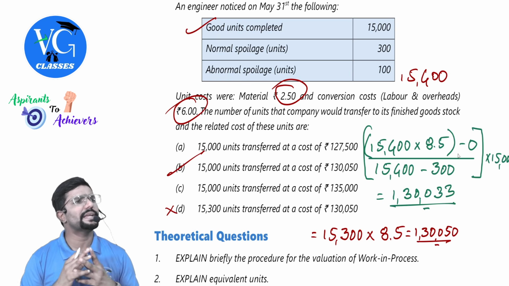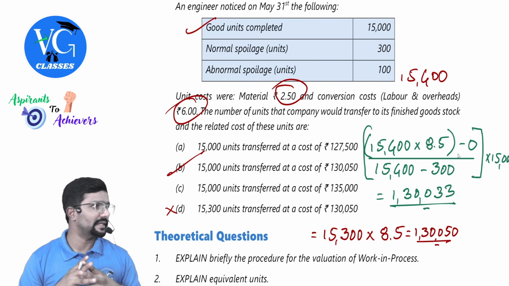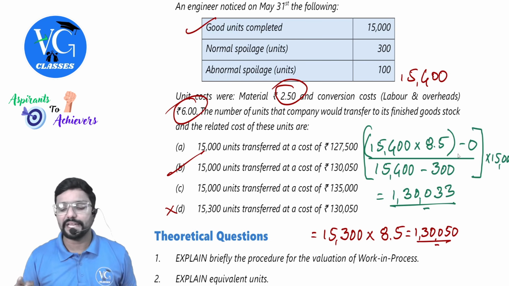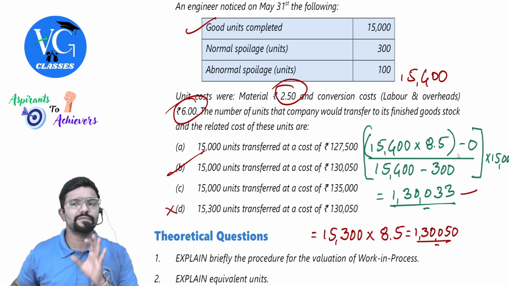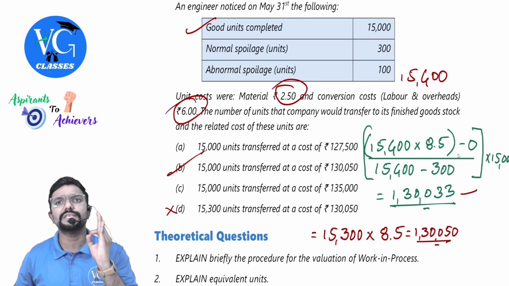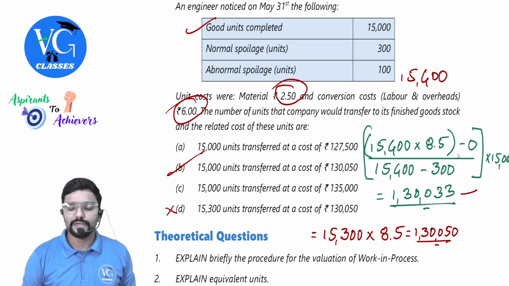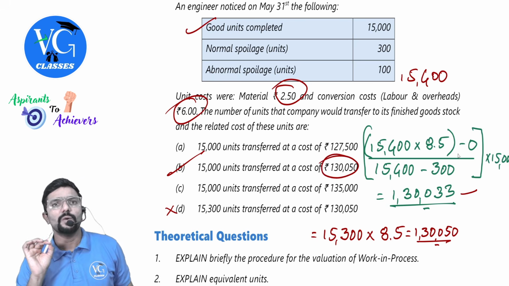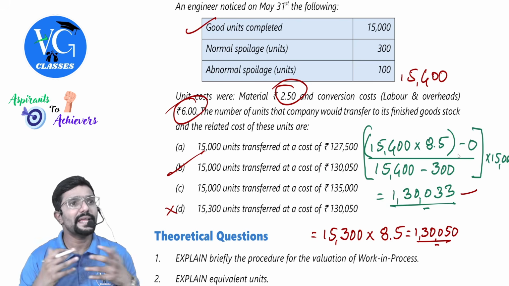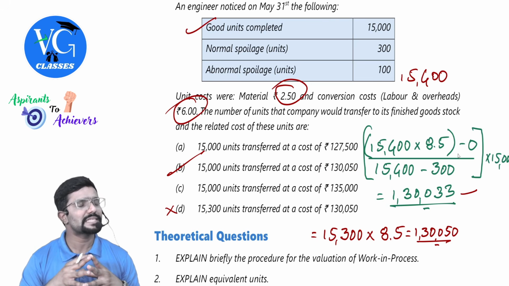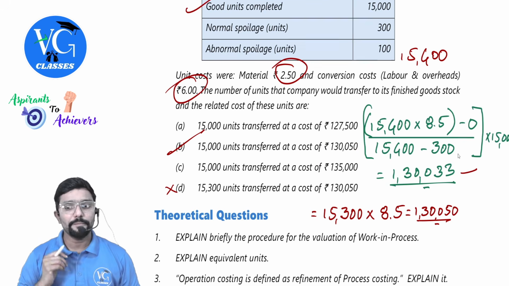I also tried working out how they would have done it, because we got 33. This is the correct calculation. We will get how much? 1,30,033. Yes, sir. So the nearest one I can pick is 1,30,050. But I also worked out how they got 1,30,050. It might be like this.